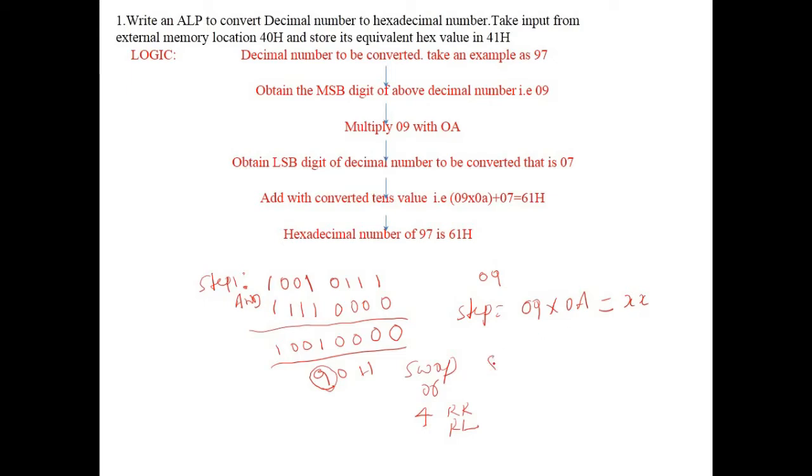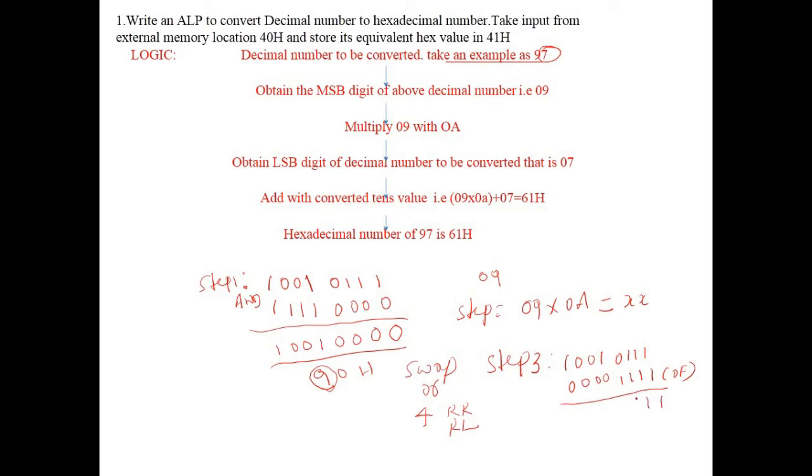Step 3 is to extract the 7, the lower nibble of the given decimal number. That is also done by masking the higher nibble of that decimal number. This can be done by ANDing 97H with 0FH. Now we'll see what we get if we AND this value with 0FH.